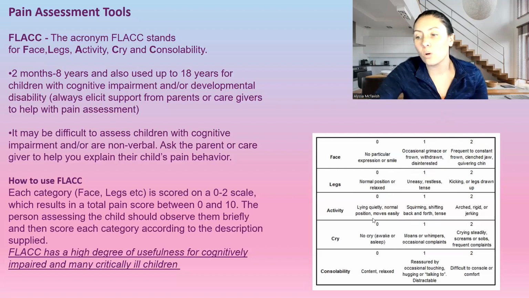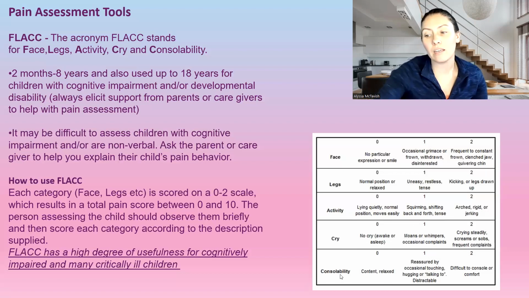Activity, lying quietly, normal position, moves easily. 1, squirming, shifting back and forth, tense. 2, arched, like, are they jerking around? Are they moving a lot? Like, what's going on with their activity? Okay. Crying, no crying, awake or asleep. 1, they're moaning or whimpering, occasional complaints. 2, it's a steady cry, screaming, sobbing, frequently complaining.